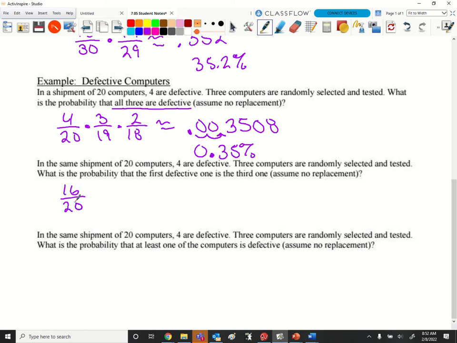What about the second one? Do I want the second one to be defective? No. So my second one would be 15 out of 19. Very good.